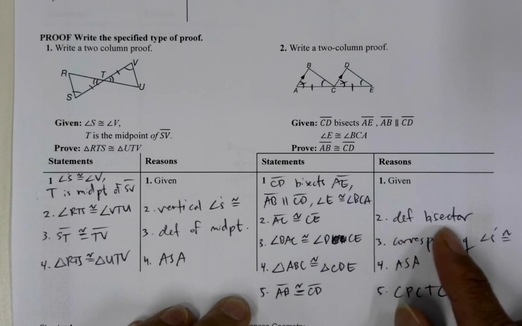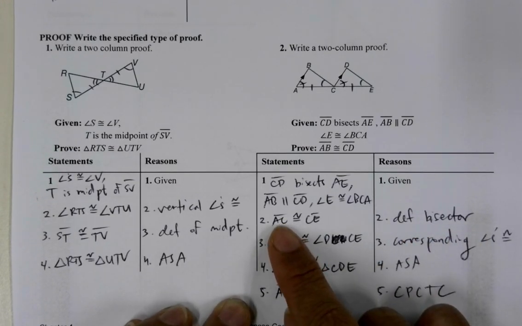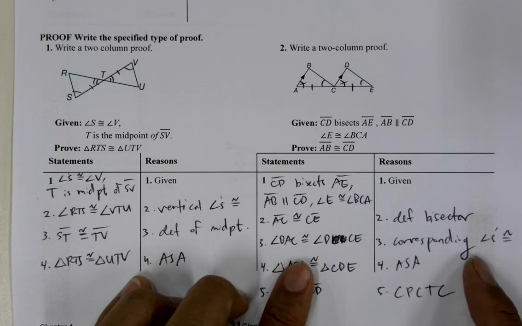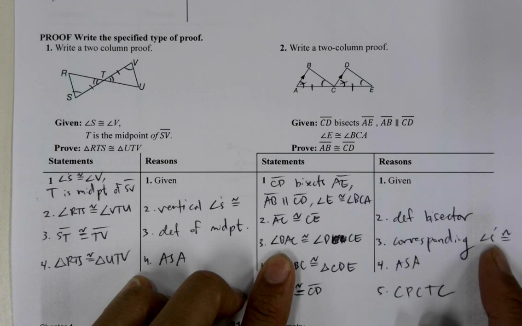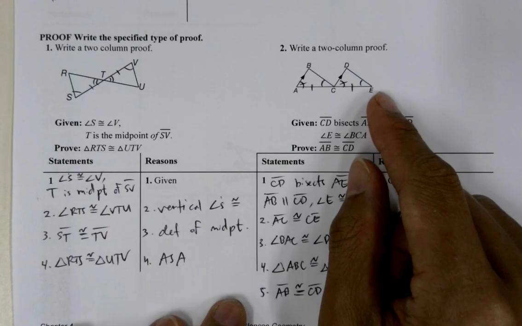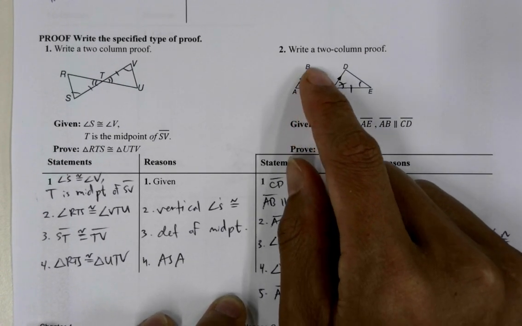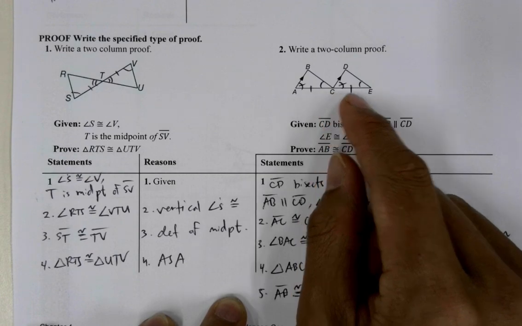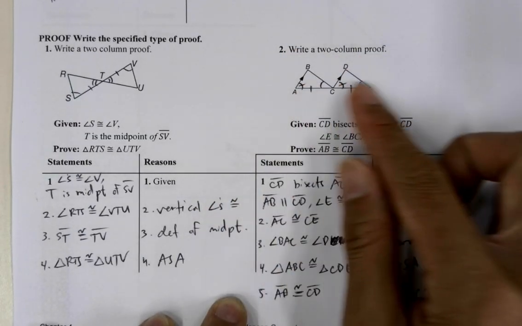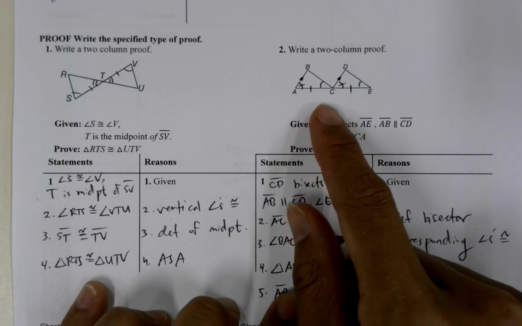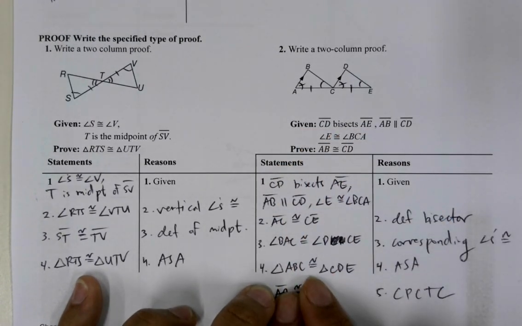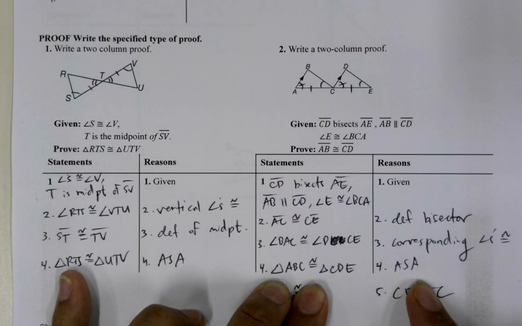We're using the definition of the segment bisector to prove that those are congruent. And then we're using corresponding angles are congruent with line segment AE as the transversal. Then that means angle BAC is congruent with DCE because they're corresponding angles created by two parallel lines cut by a transversal. And then from there we have angle side angle on the two triangles. So we can say the two triangles are congruent via angle side angle.